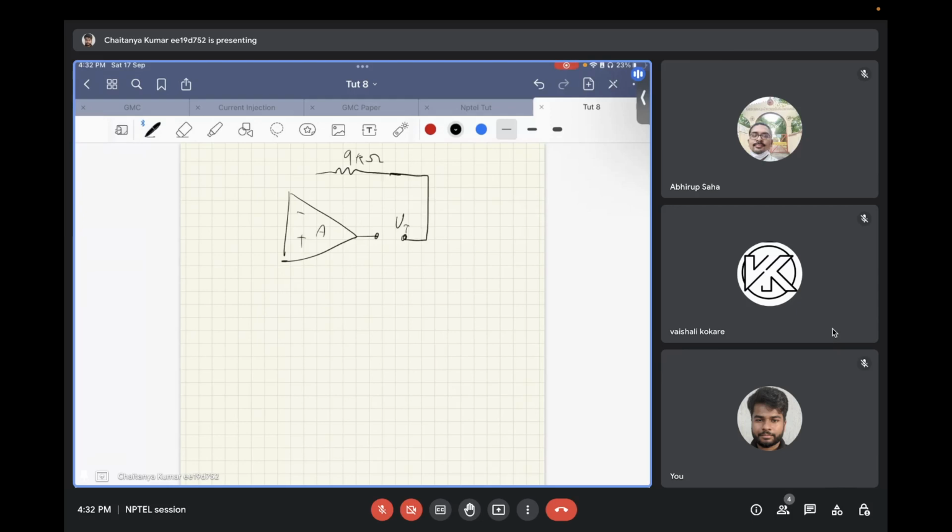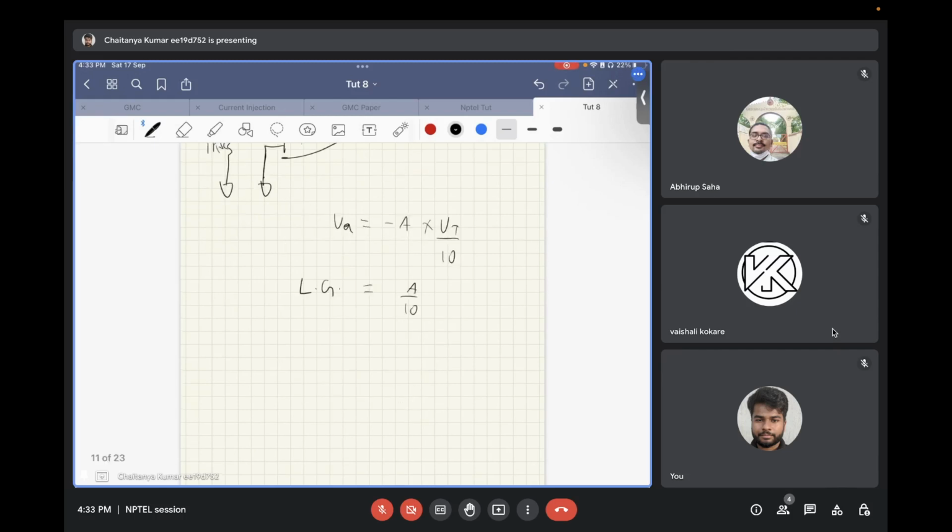You have a 9 kilo ohm resistor in the feedback path, and then you have a 1 kilo ohm resistor over here. And since the input voltage source is de-energized, this is zero. So if this is Vt, this voltage will be the resistor divider, that is Vt into 1 divided by 9 plus 1, equal to Vt by 10. And hence the output voltage Va will be minus A times Vt by 10. So loop gain over here is A by 10.